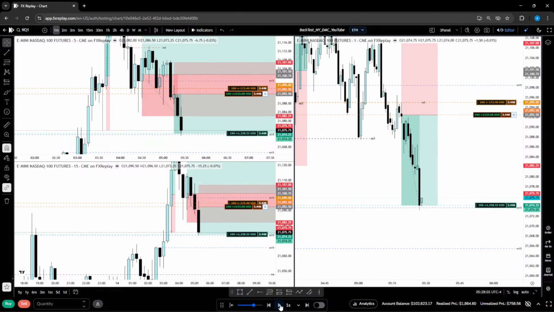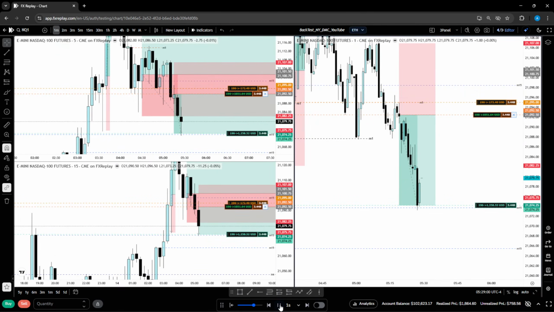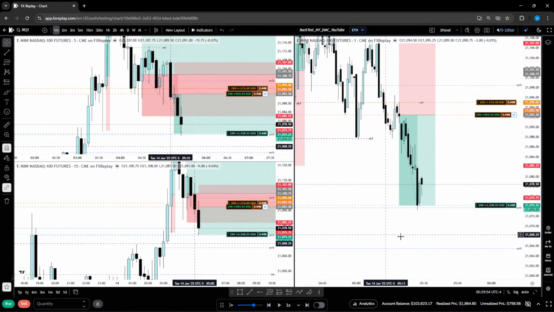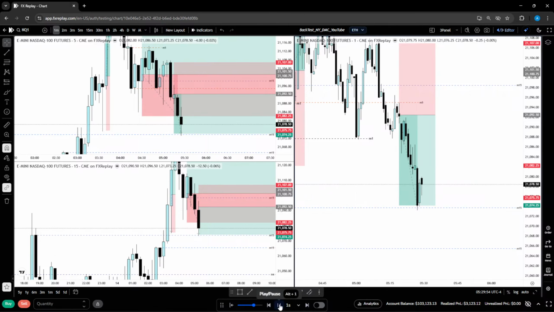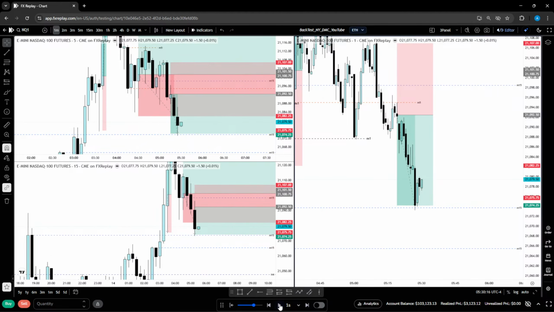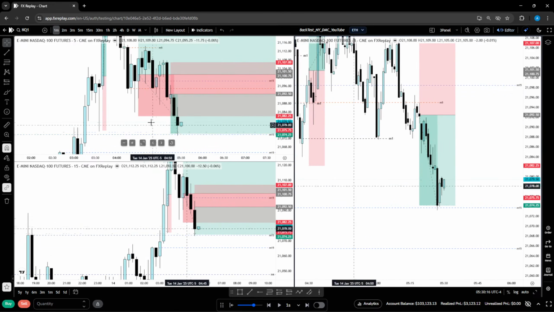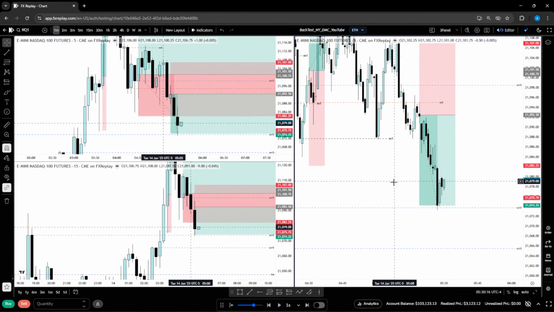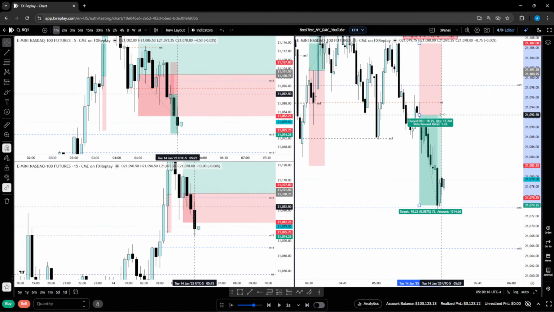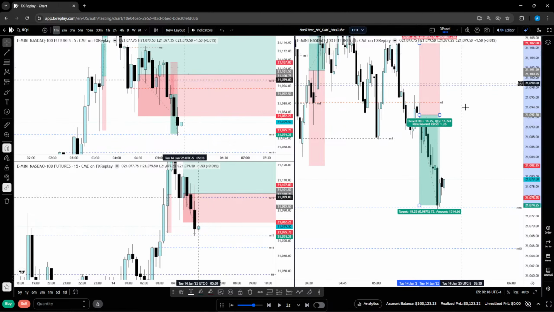Why are we not closing? This thing is buggy. Okay, so it's closed now. Okay. Now the 5 minute just touched it, didn't close below it. Now that might be it for this leg. Maybe we're going up now.